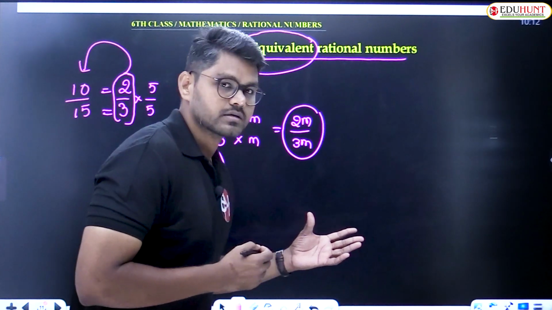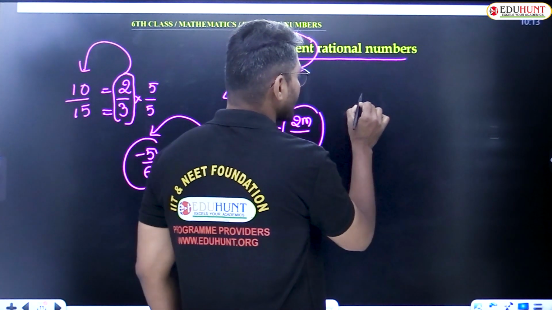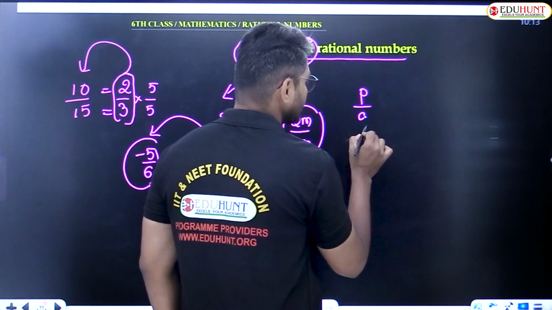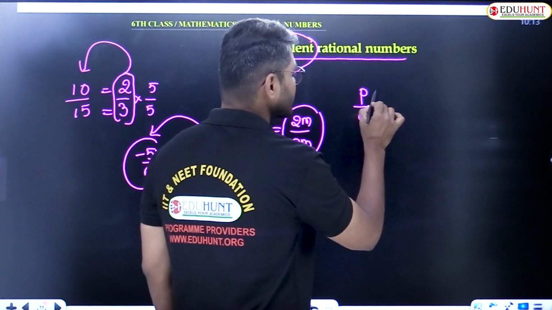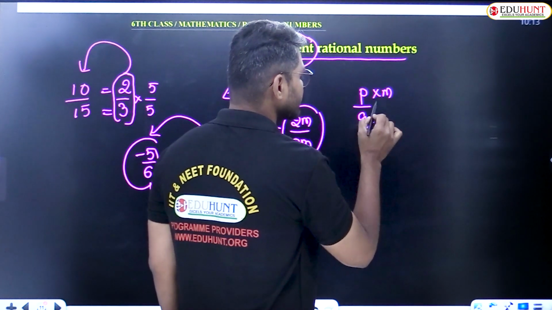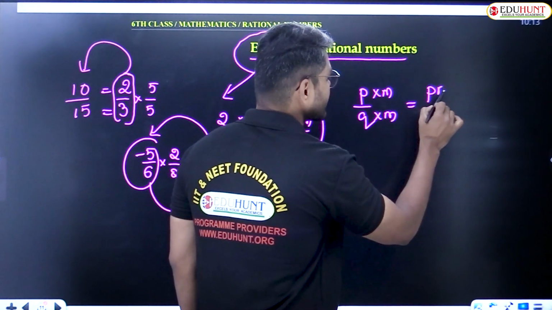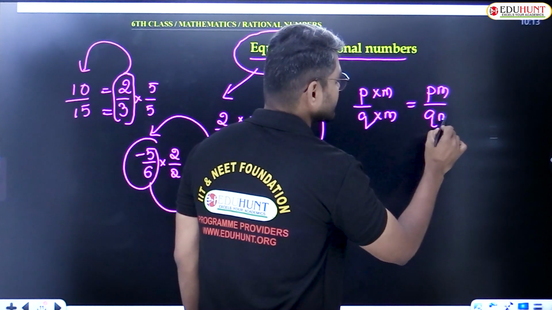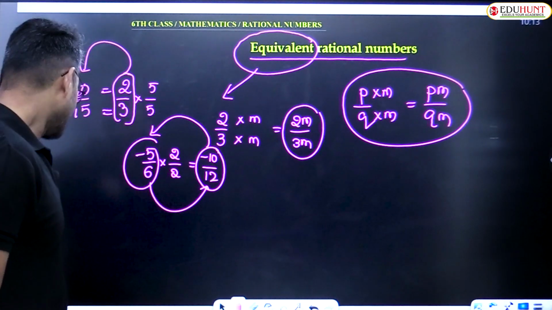Let's see the format. If a number is in the form of p by q, this is a rational number. So this rational number is multiplied by m and multiplied by m, so this is pm by qm. This is the equivalent rational number. Let's see the next one.